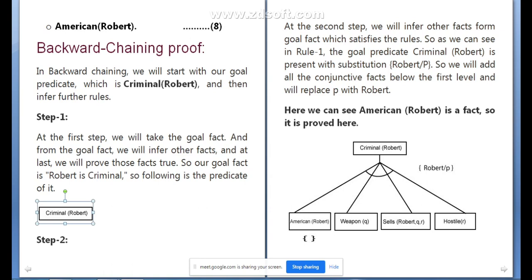Then he has a weapon, that is weapon in bracket Q. He sells that particular weapon, means robot sells that particular weapon to the R, means to the particular country, and that country is hostile, that is R. Hostile is nothing but the enemy of America. So from this particular goal we infer this particular fact that we have mentioned in our different rule.